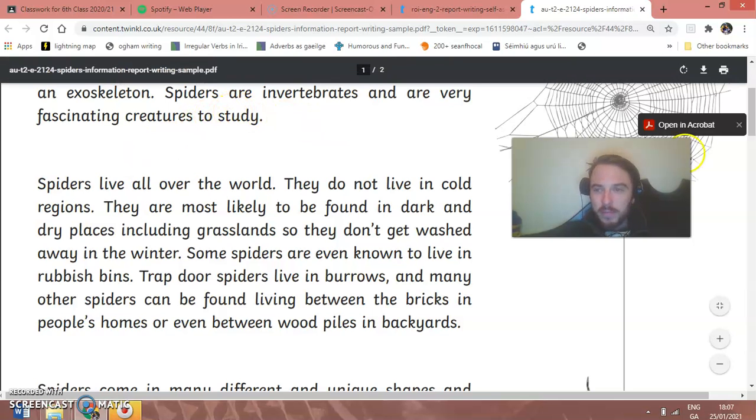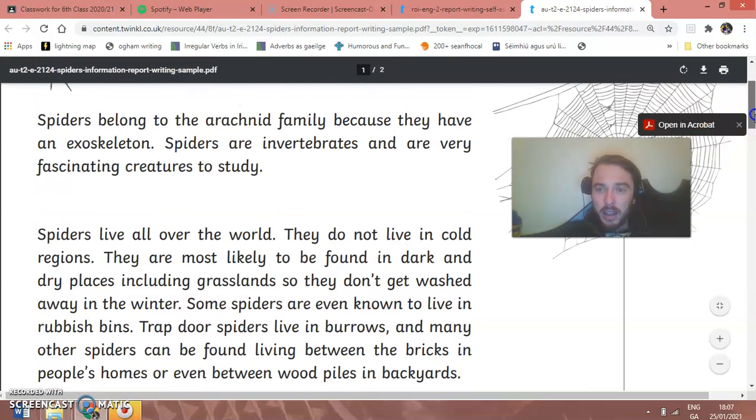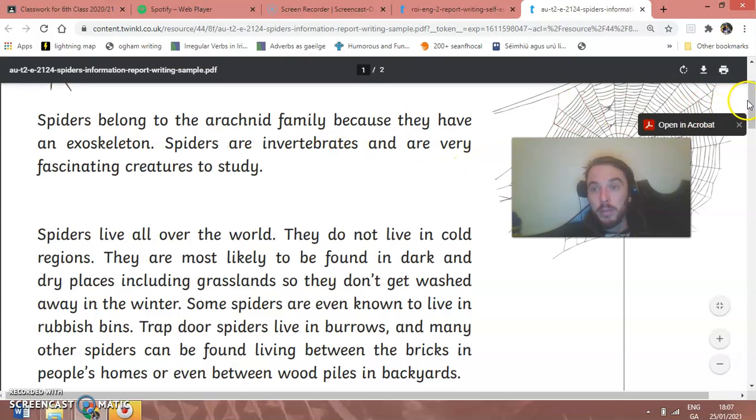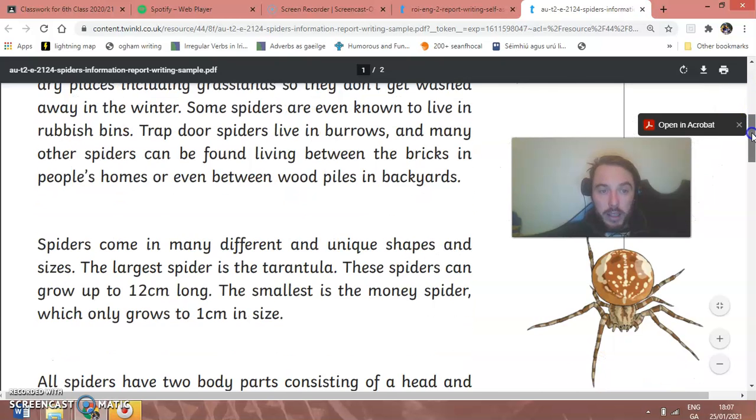Also up here, very good factual technical language, but they didn't explain what an exoskeleton is. If I was writing that, I would have explained an exoskeleton is a skeleton that's on the outside of the body, not the inside. I would have explained invertebrates as well. That means they don't have a spine. So dogs, cats, people, we're vertebrates because we have a spine. Right, on to the next paragraph.